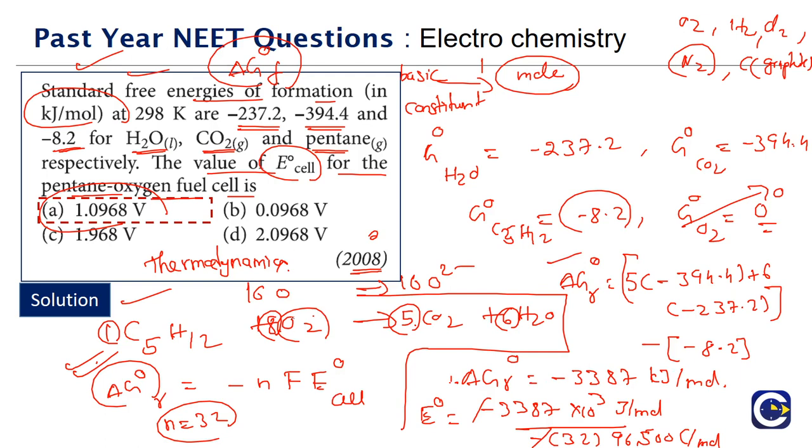So N value, how do we calculate? 16 oxygen atoms, because 8 molecules of O2 means 16 oxygen atoms. Finally, each oxygen is converting itself into oxide ion. Means 16 oxygen atoms are becoming 16 oxide ions. Each oxygen requires 2 electrons. 16 into 2, 32 electrons are required. So the N value, number of electrons exchanged, is 32. So on simplification, we will get the value as 1.0968.